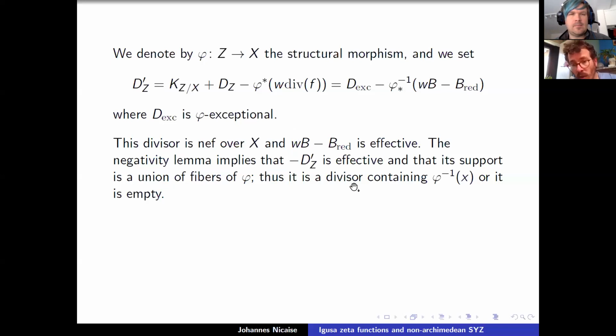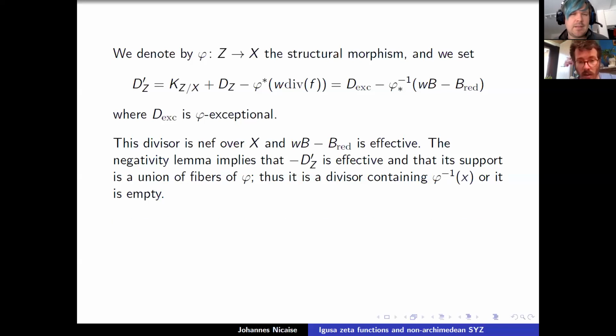Why? Well, the only possible components that can appear in this divisor are the components in the pullback of the divisor of F, because we simply don't have any other divisors in the picture that we can choose from. But by our local assumption that I made in the setup of the theorem, all of these components will intersect phi minus 1 of x. Otherwise, we would have removed them from the resolution. So either it must contain phi minus 1 of x, or it's empty because, again, all the possible components that we can use inside minus dz prime are ones that meet this fiber.